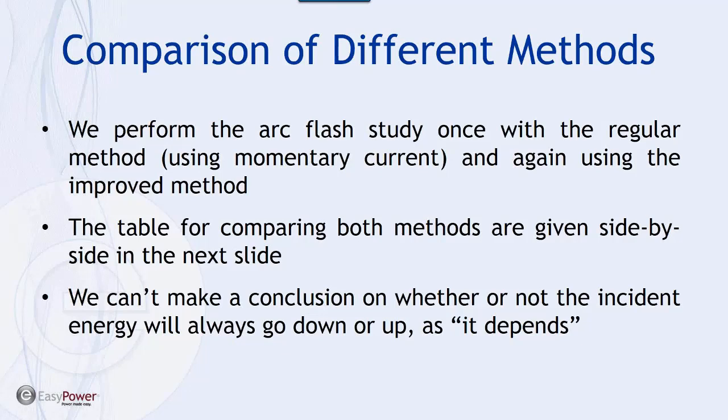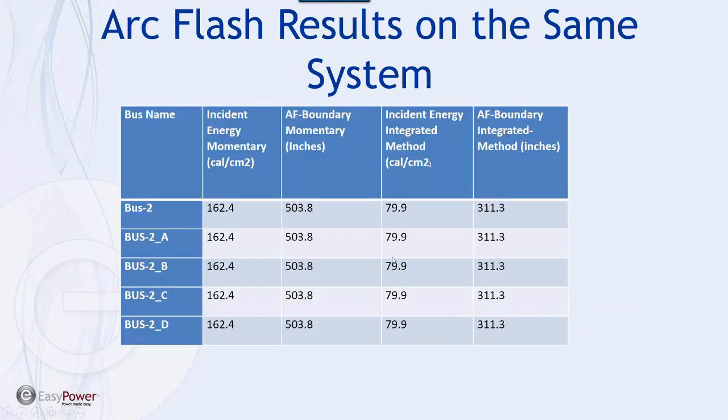So the point is, let's not make an assumption that just using the integrated method will decrease the incident energy. That is not the case. Now, the table here shows the incident energy, and in a minute I will show the real values and run it on EasyPower. On different buses, I just ran it on the lower voltage buses, so I did not run it on the buses of 15 kV or higher, as 1584 doesn't really apply. You will see bus 2 values, incident energy values. These are for momentary calculation, and this is for integrated calculation. As you see, the incident energy has come down, and obviously the arc flash boundary will decrease as well. But let's take a look at the system here.